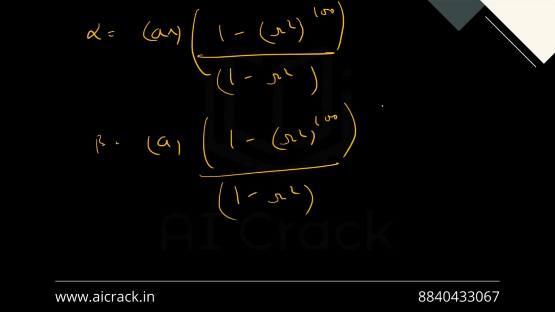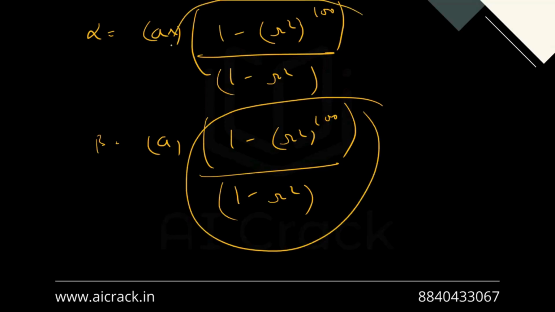Now you can see that this term and this term are the same. Also, we have A in common. What is different in alpha and beta? That is R only. Everything is the same, but we just have an additional R over here. So if you want to find R, what we can do is alpha by beta.